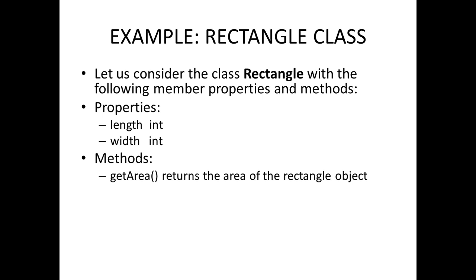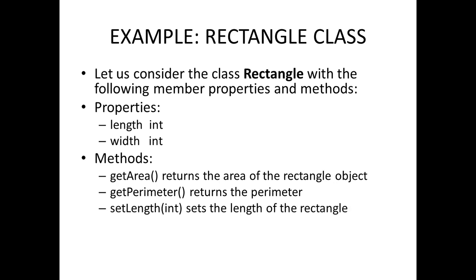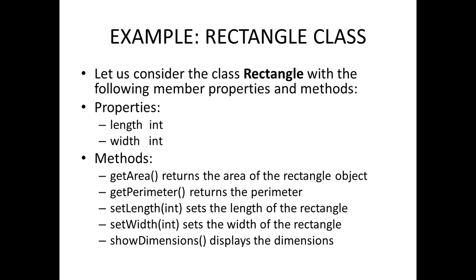It has get area to return the area of the rectangle. It has get perimeter to return the perimeter of the rectangle. Set length to change the length of the rectangle. Set width, it changes the width or assigns value to the width of the rectangle. Then show dimension, it displays the dimensions of the rectangle.